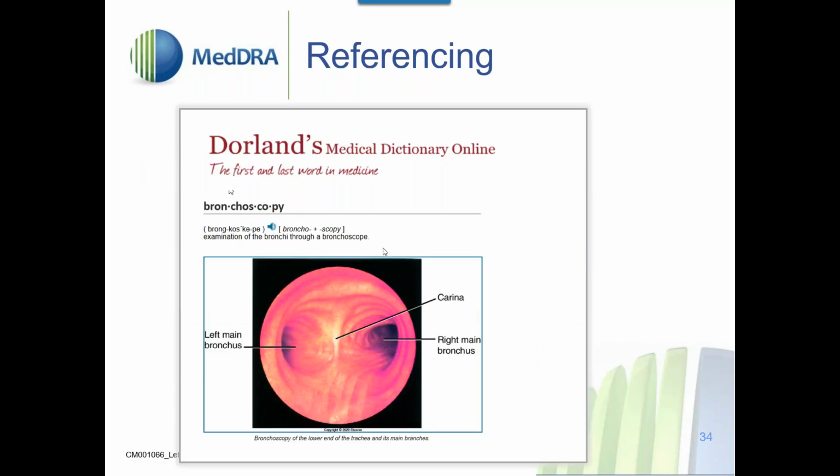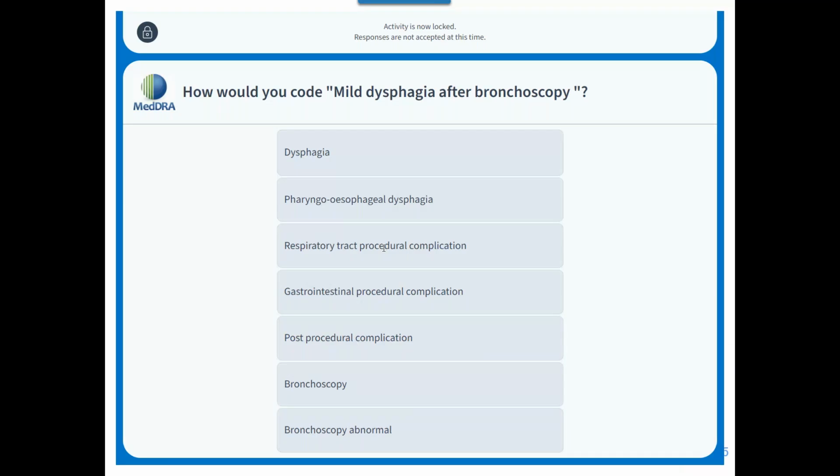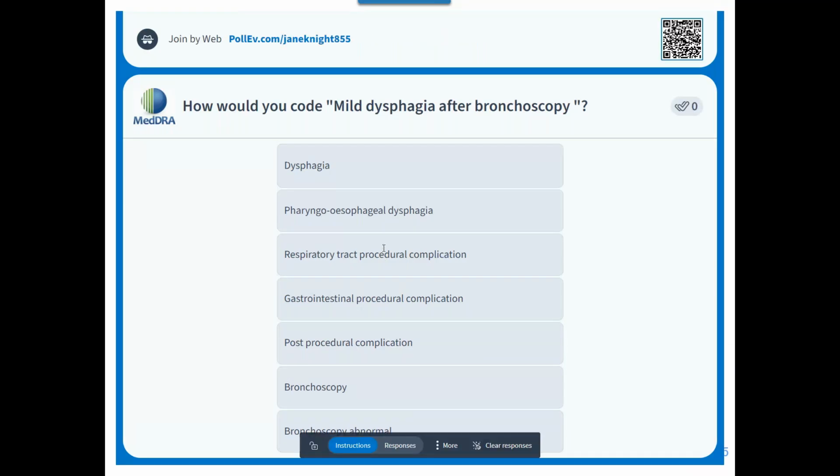It's examination of the bronchi through a bronchoscope. And there we have the picture from Dorland's showing what can happen. So you're putting the camera down through the mouth, down into the lungs, down into the bronchi. So you can see there why there could be some trauma on the way down. So how would you code mild dysphagia after bronchoscopy? And you can select as many as you wish here.